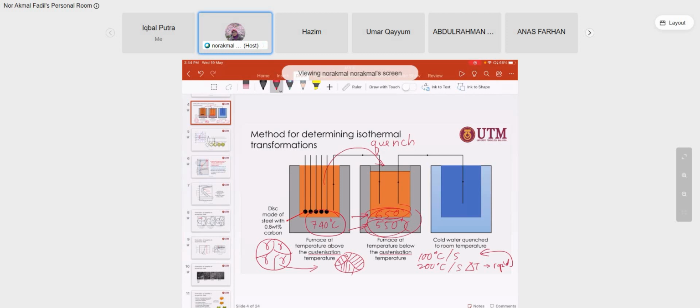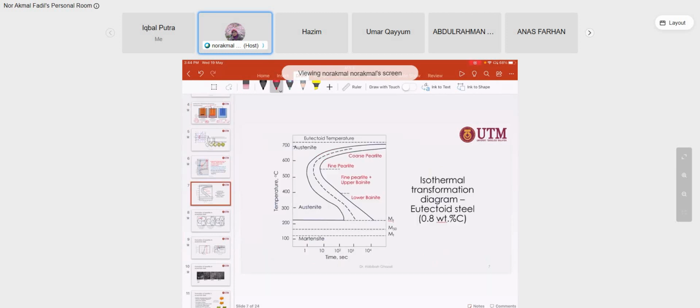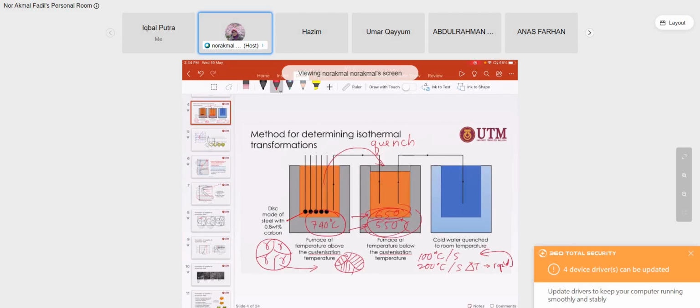You don't see martensite. You will only see martensite if you achieve this range of temperature. So now it is only 600 to 550 degrees Celsius. So what you can see is only pearlite. So now you know, okay, if you want to have coarse pearlite, all right, let it cool slowly like annealing process. This is normal annealing process. Okay, you don't need this process.